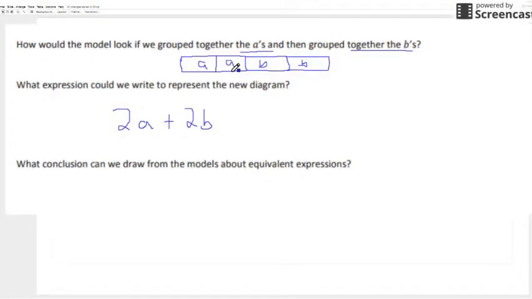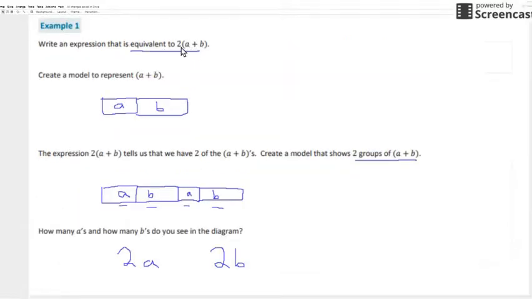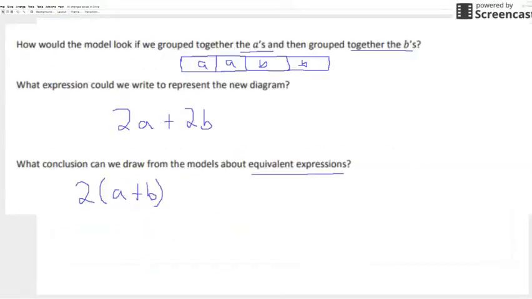So now it says, what conclusion can we draw based on the equivalent expressions? So based on our starting off point, where we were going to write an equivalent expression to 2 times (a+b), if we remember this from the last slide, yeah, right here. So what can we say? This right here is equivalent to 2A plus 2B. This is known as the distributive property. What we're doing is we're multiplying the outside number by both of the inside terms. So this would be 2a plus 2b.